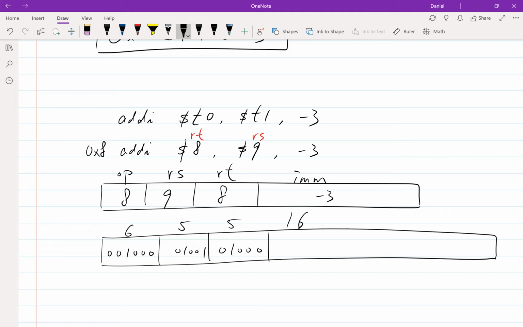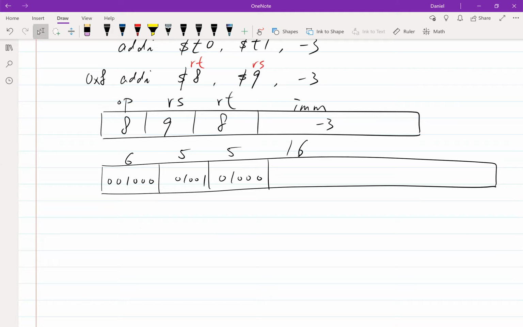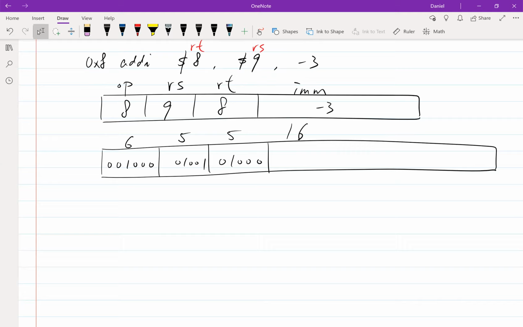Okay, so now the question is, how do you convert -3 into zeros and ones? Remember that in the first midterm? In computer programming, negative integers always use what conversion? Sign magnitude, one's complement, two's complement, or bias? Two's complement, right? So let's find out what the two's complement of negative 3 is, okay? In order to find negative 3, let's start with 3, okay?